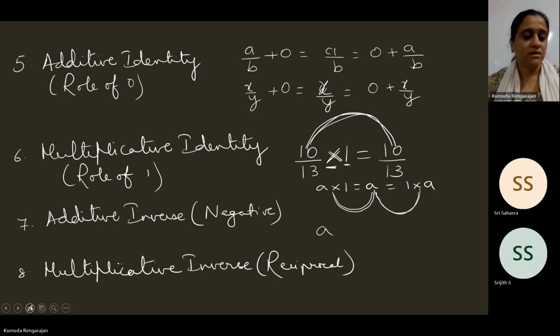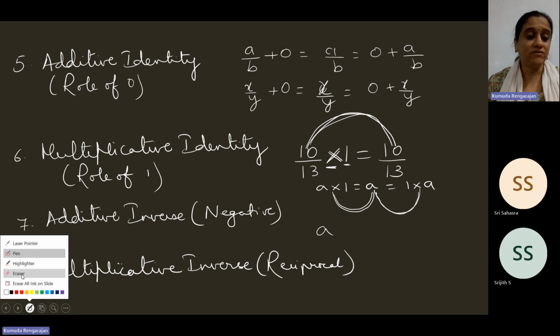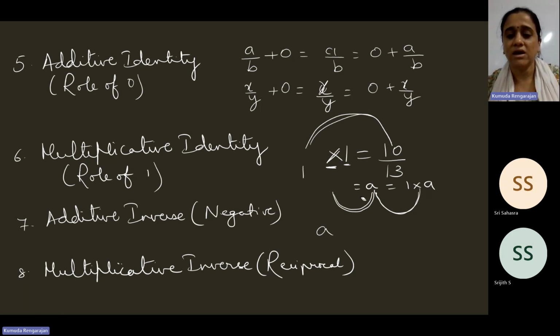Okay. Now next is additive inverse, which is also called the negative of a rational number.